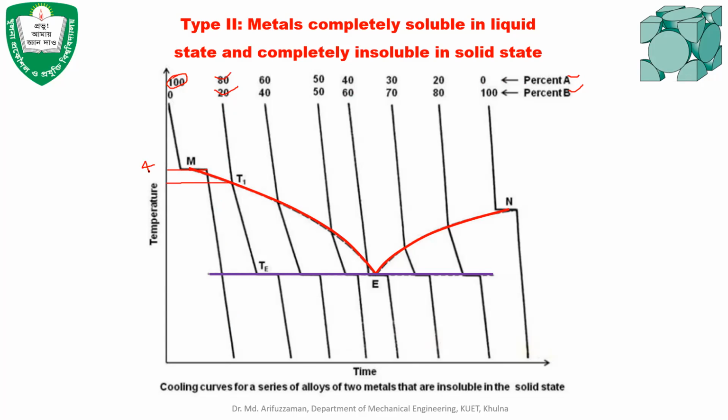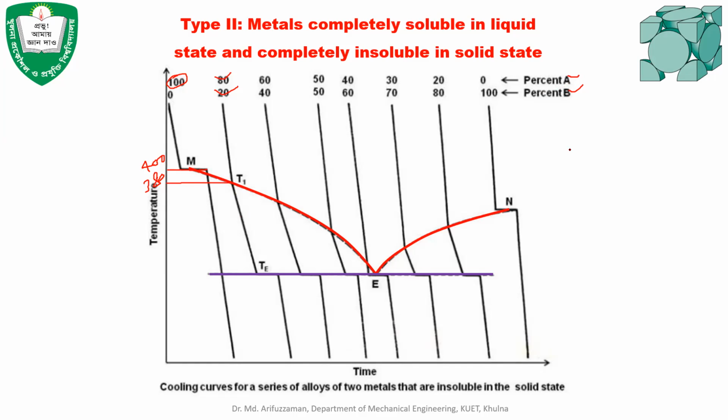Initially, it was, for example, 400, then it has decreased to 380, let's say, just for assumption. So the freezing point is decreased. That is what Raoult's law says, that the freezing point will decrease, but the condition is that metal B has to be completely soluble in the liquid state in A, and in the solid state it will not be soluble.